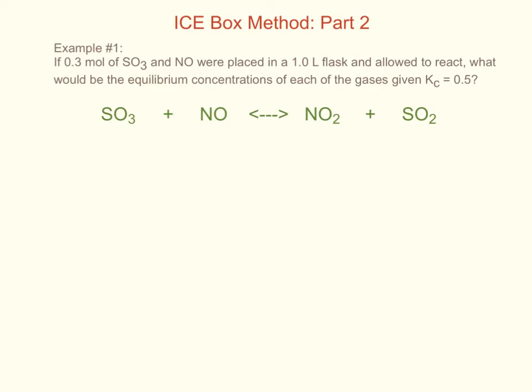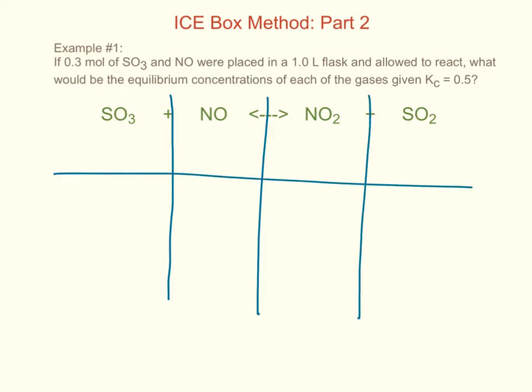So this example states that if 0.3 moles of SO3 and NO are placed in a 1 liter flask and allowed to react, what would be the equilibrium concentrations of each of the gases given that Kc, which is the same thing as KEQ, equals 0.5? Going back to our steps from the first video, first we need to rewrite our reaction, which in this case we don't need to do, we have plenty of space, and we need to draw our icebox. So I'm going to draw my vertical lines in between each of my components and then draw my horizontal lines to separate my 3 rows for my I, C, and E.